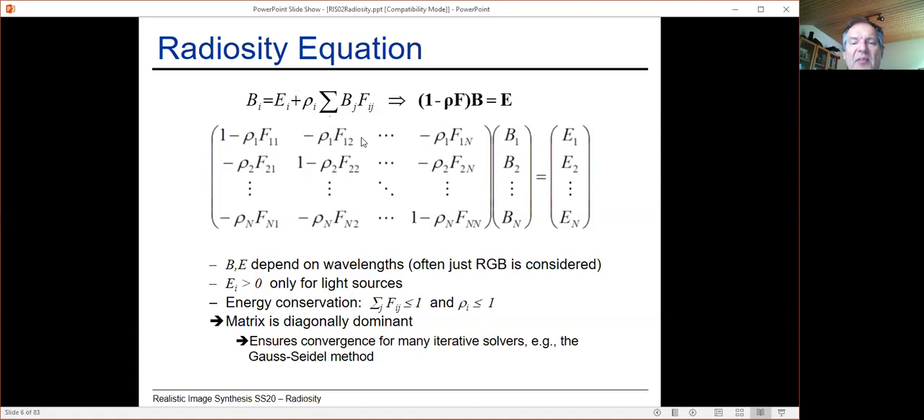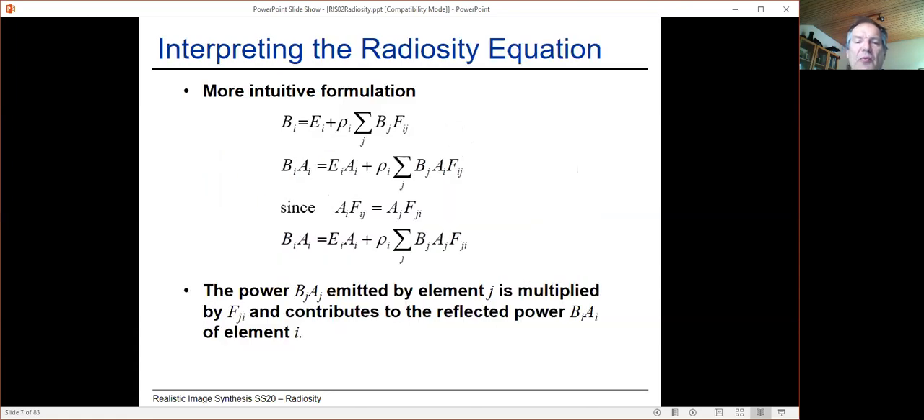for closed environments. If the environment is open, some energy will be escaping. For example, the Cornell box doesn't have one wall, and then the sum of form factors will be less than 1 because energy will be escaping from this Cornell box. But for closed environments, they will sum up to 1, as I mentioned, but they are still multiplied by reflectance, yes? And because of that, this sum will be less than 1. So this means that the matrix is diagonally dominant. And as we will show a little bit later, it will be very easy to solve.